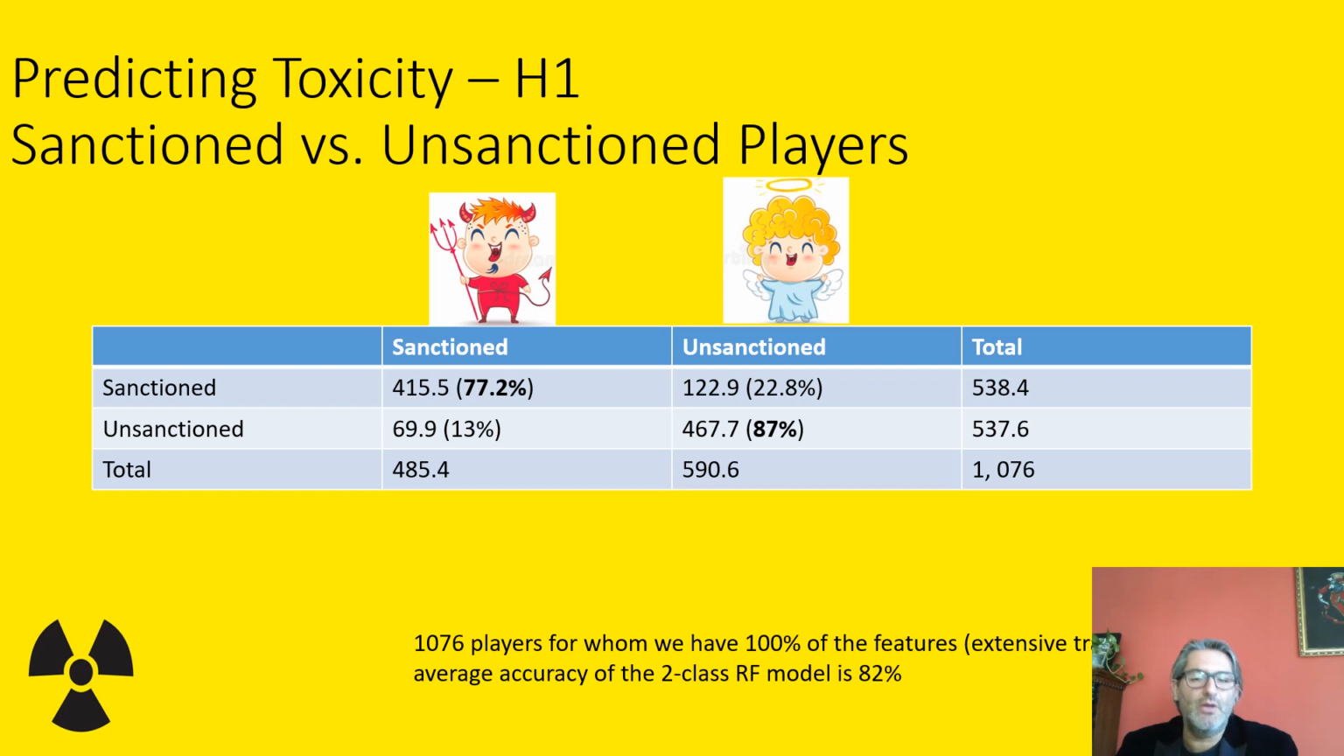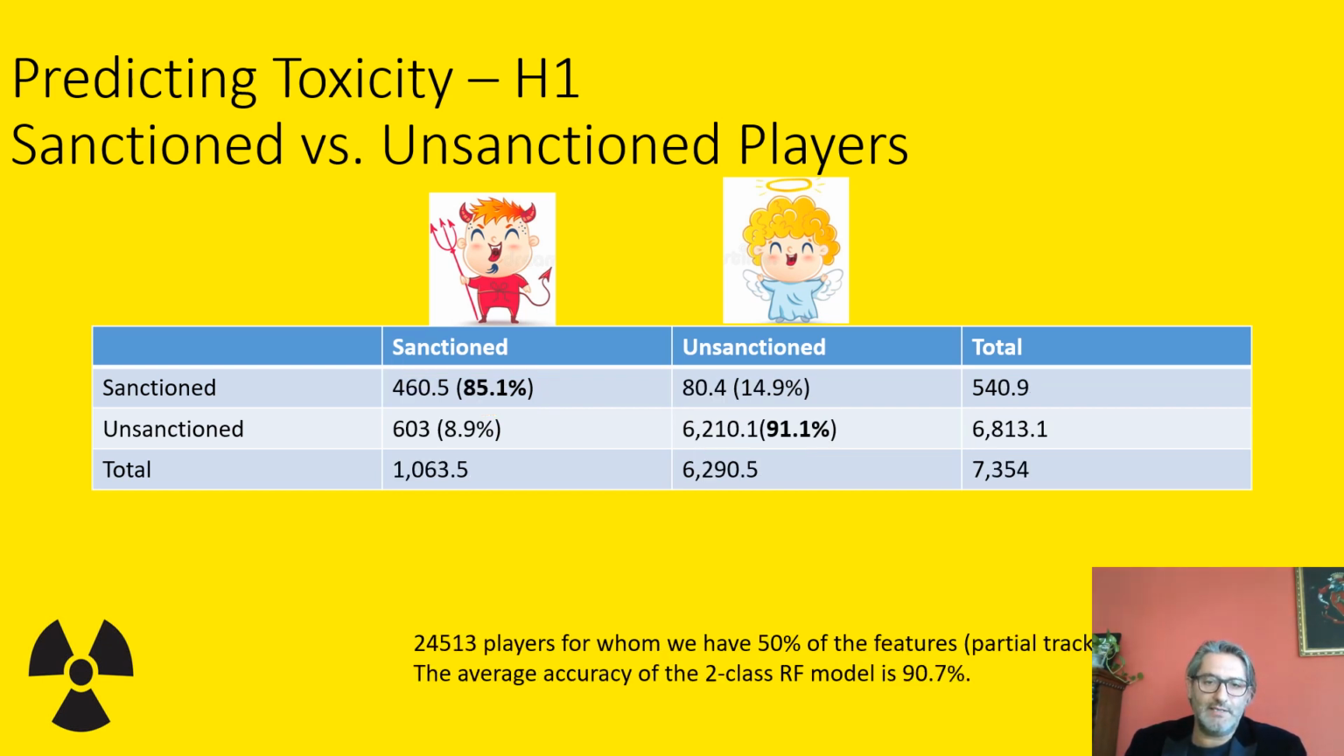The first hypothesis we had is that it is possible to differentiate between players that have displayed any form of toxic behavior and players that did not. We ran this analysis on the small dataset for which we have 100% of the features tracked, and we are able to correctly identify sanctioned players 77% of the time, unsanctioned players 87% of the time, and on average 82% of the time.